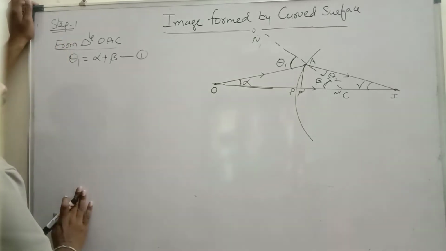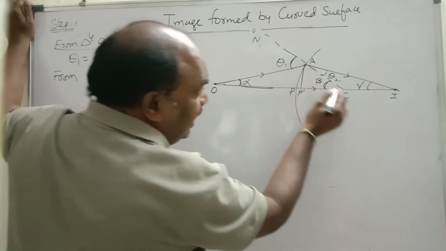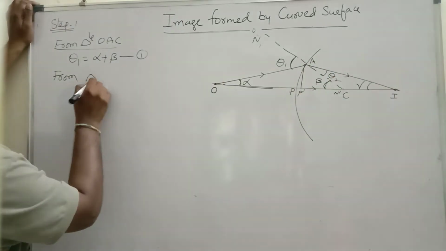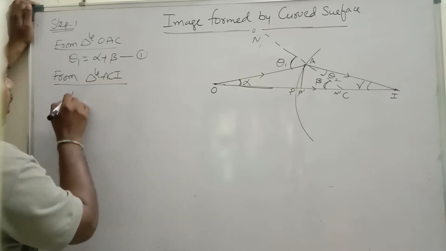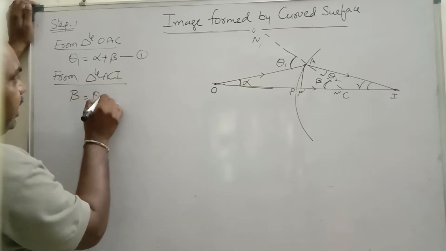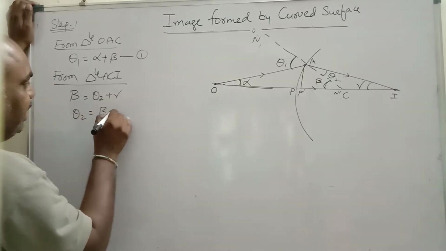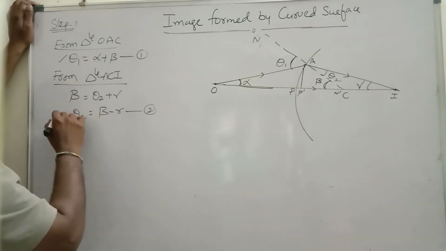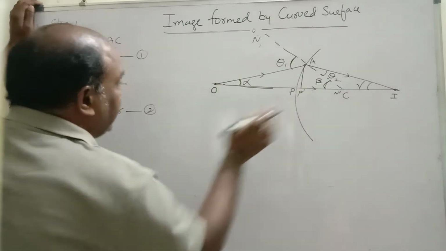First step I got. Now from another triangle I am taking ACI. Why? Because I want theta 2. From triangle ACI, external angle beta is equal to theta 2 plus gamma. From this, theta 2 is equal to beta minus gamma, equation number 2. I got the angle of incidence, I got the angle of refraction.